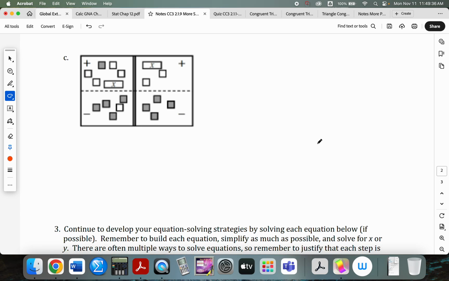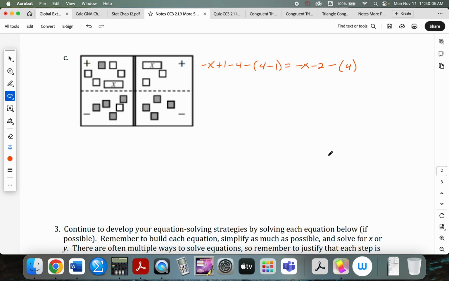All right, let's try this one. A lot more tiles here. So I've got negative x plus 1 minus 4 minus 4 minus 1 equals negative x minus 2 minus 4.